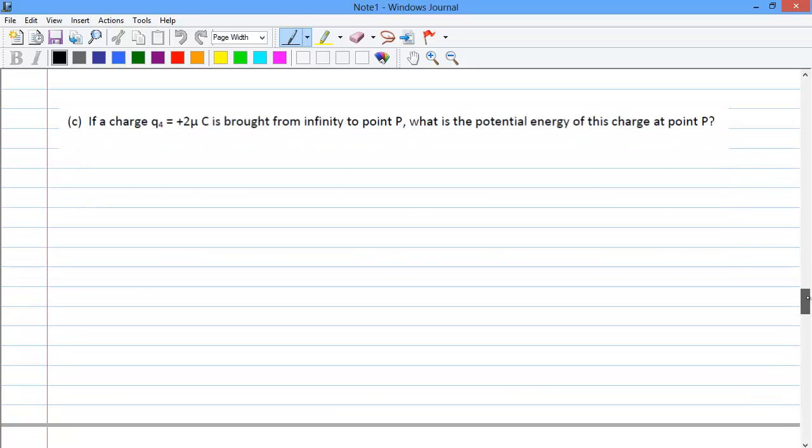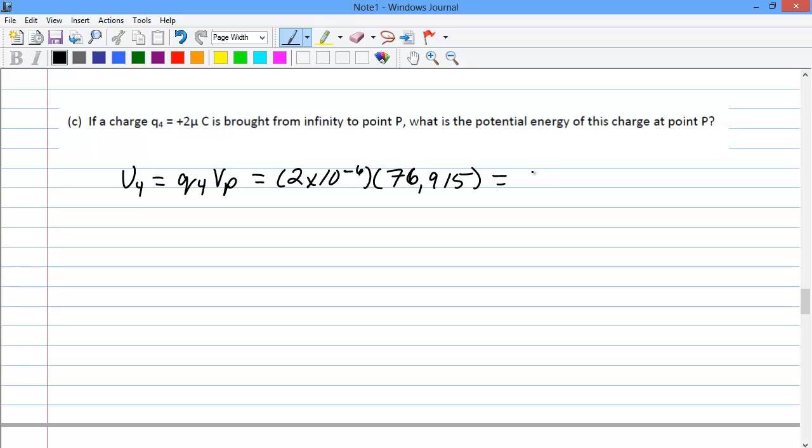For the next part, it says if a charge Q4 of positive 2 microcoulombs is brought from infinity to point P, what is the potential energy of the charge at point P? All we have to do is to find U of 4, we just multiply Q4 times V at point P. So it's just 2 times 10 to the negative 6 times the potential at point P. And when we do that, we should get 0.154 joules.